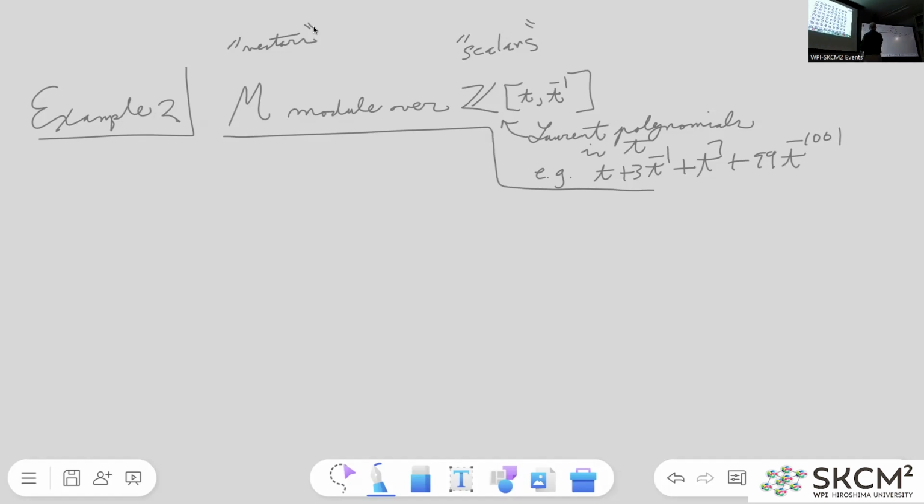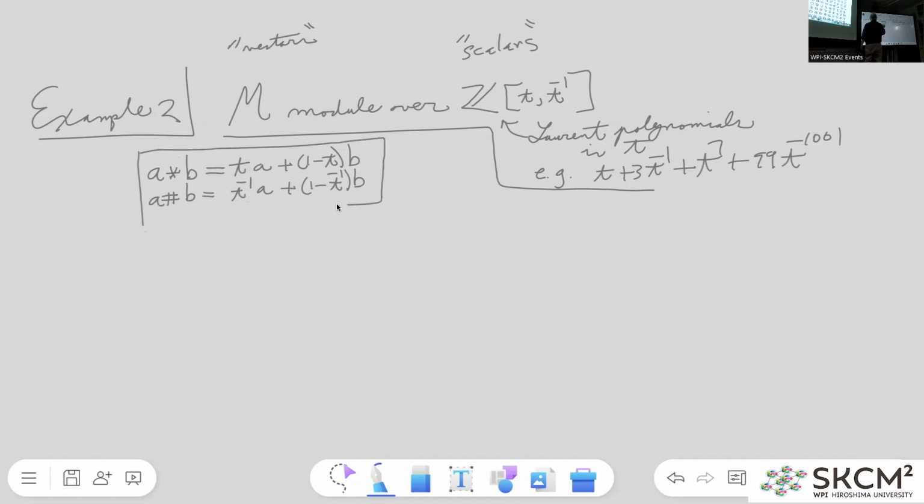And then I'm going to define A star B to be equal to TA plus 1 minus T times B. And this is like multiplying this by a number and that by a number, and the A and B are elements in the module. And the A sharp B is equal to T inverse A plus 1 minus T inverse times B. And those are my rules for forming an oriented quandle.